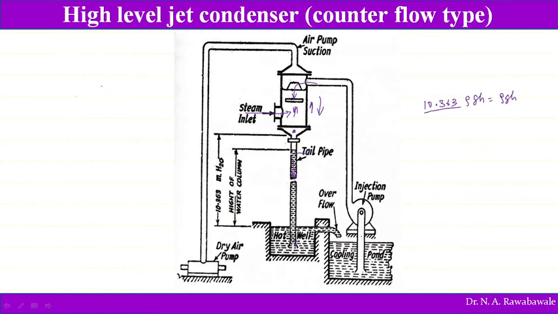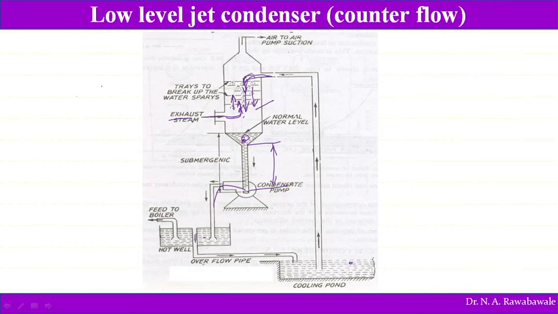Again it is recirculated with the help of an injection pump. So this injection pump supplies this cooling water. So why is the injection pump required? It has to be sprayed into this condenser. Now this dry air pump is fixed here, and the air is collected from top. So the air is removed. From where air comes, that we are going to discuss in the forthcoming slide.